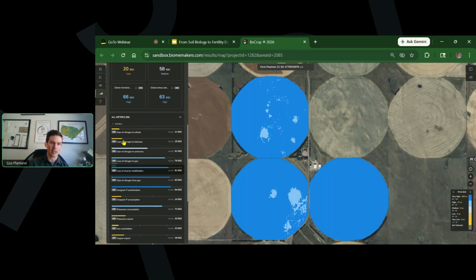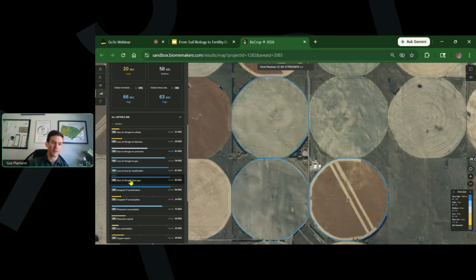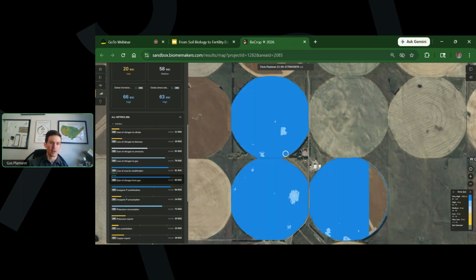And that could probably be said the same for loss of nitrogen to biomass. Really, those products that make claims of helping improve nitrogen stability, that's where these loss pathways are really a great insight on making decisions regarding those products. And then we have another gain pathway, gain of nitrogen to gas or nitrogen fixers. So in this case, it's particularly high in these fields.